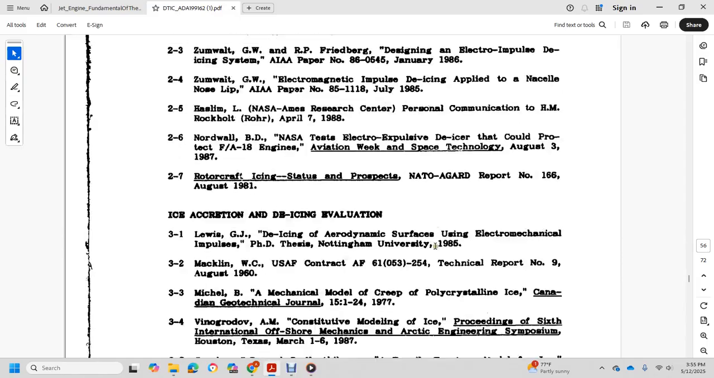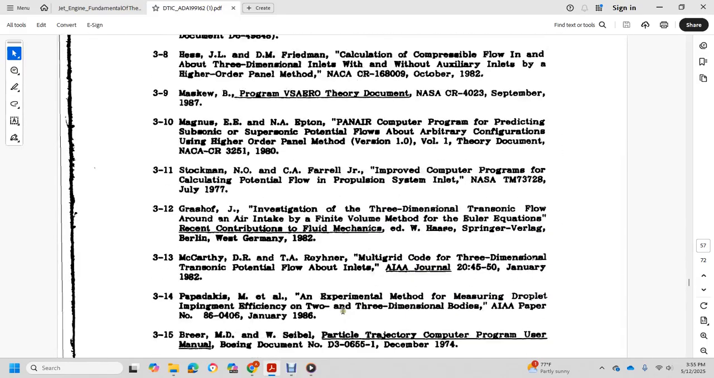then appendix references. We'll cut the tape there, and I'll take a brief look at the appendixes.